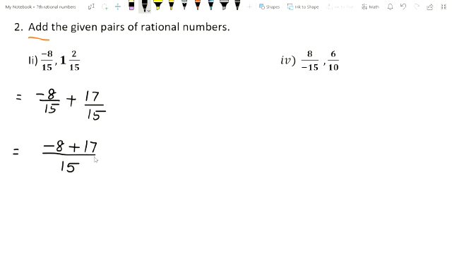Now you see the numbers, children: minus 8 plus 17. Now both numbers have different signs. So in this case, what do you want to do, children? We have to subtract and put the greater number's sign. Now subtract this, what will you get, children? Minus 8 plus 17. What will you get? 9. Here the greater number is 17. The sign of the greater number is plus. So 9 by 15.